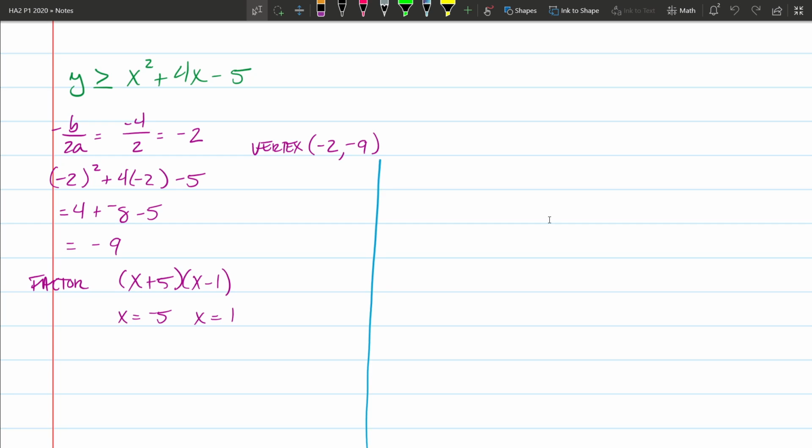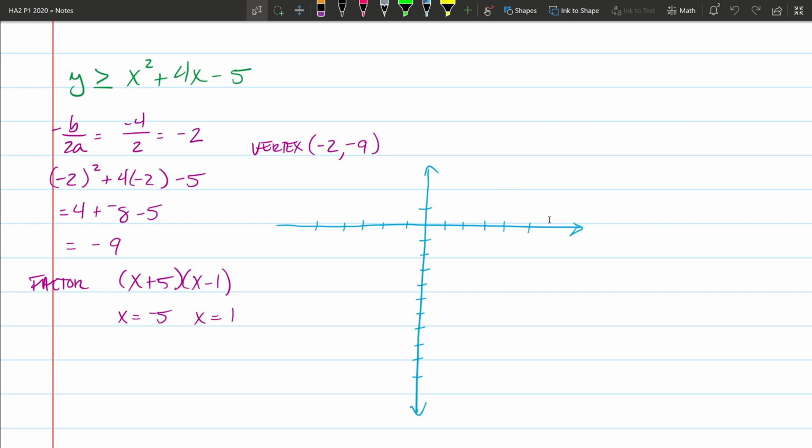Making a graph. Where is this? -2? Oh, we gotta scooch that over more. -9. Let's do it like maybe this. All right. 1, 2, 3, 4, 5, 6, 7, 8, 9. We'll say 10 for good measure. 1, 2, 3, 4, 5. 1, 2, 3, 4, 5. 1, 2, 3, just for good measure.